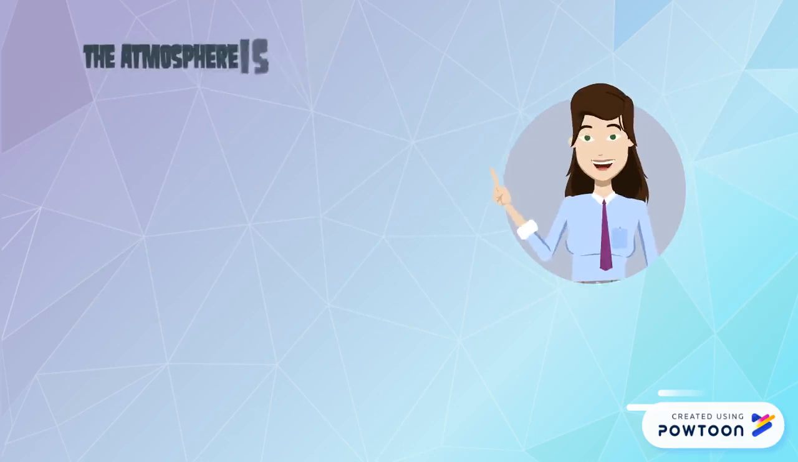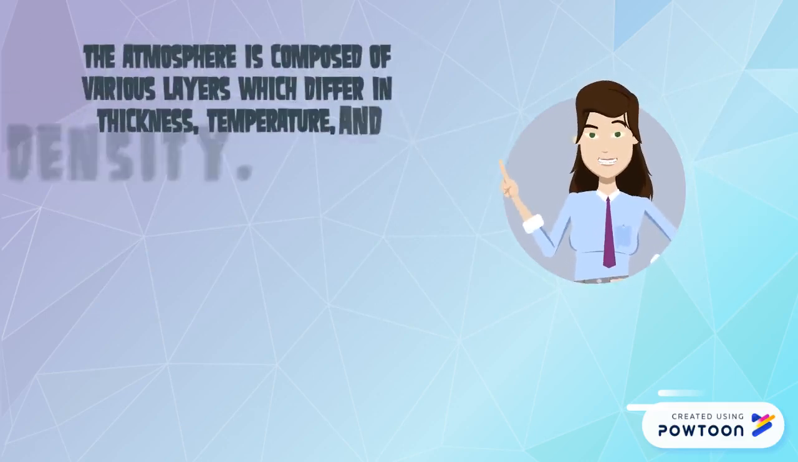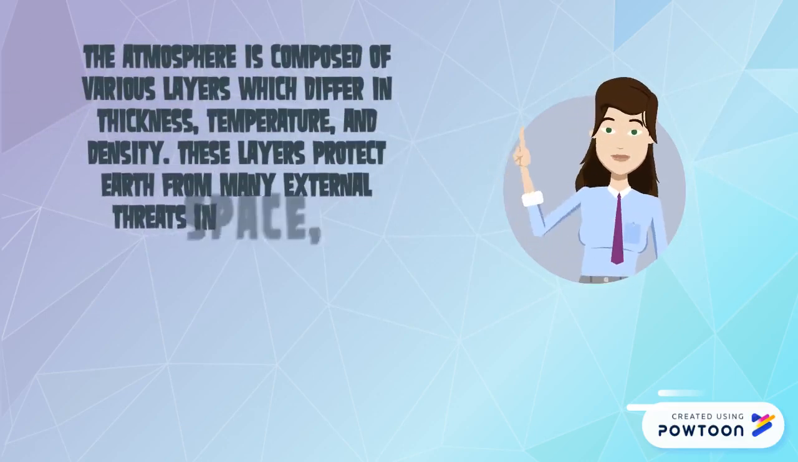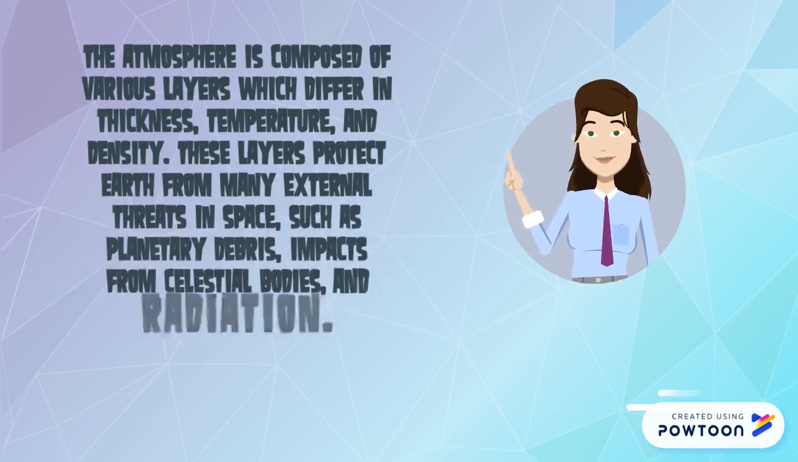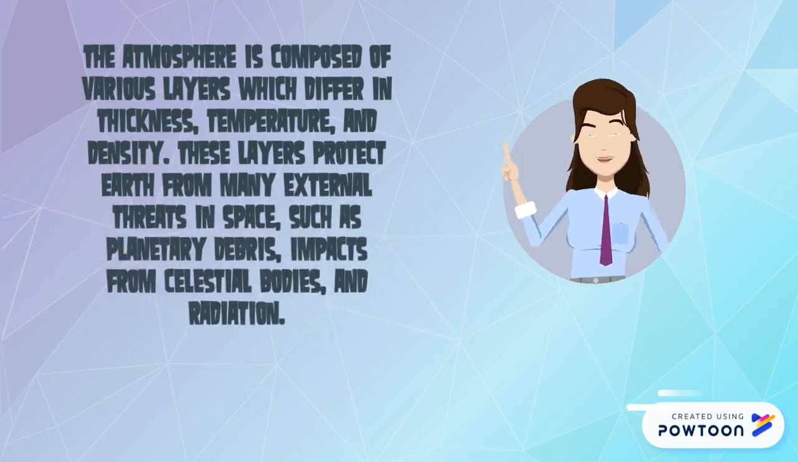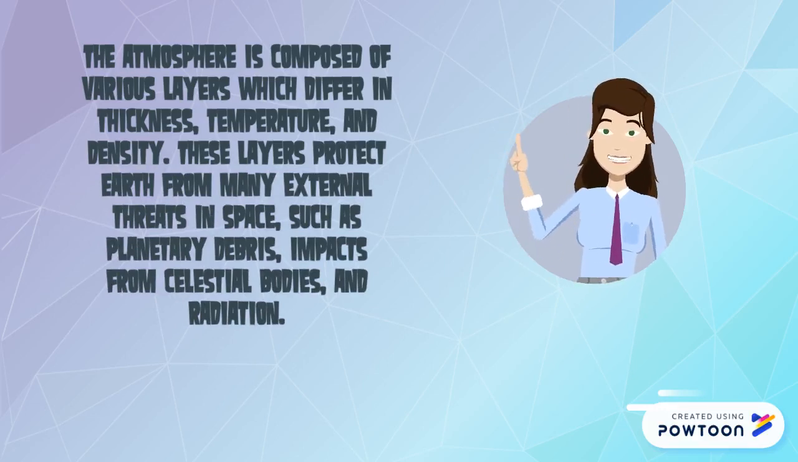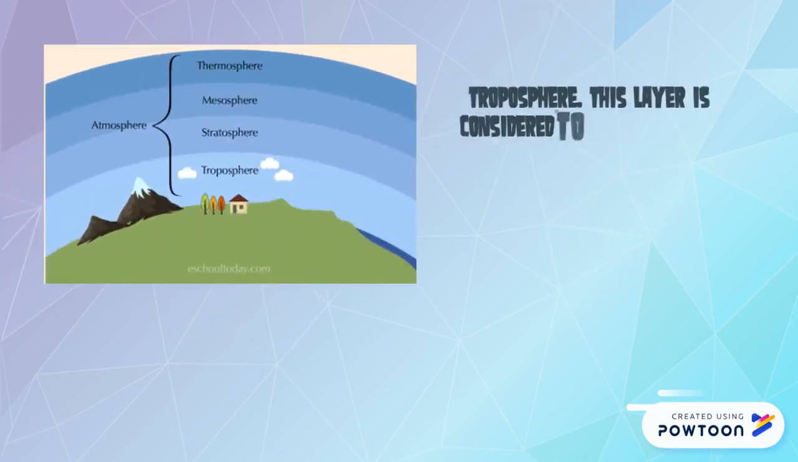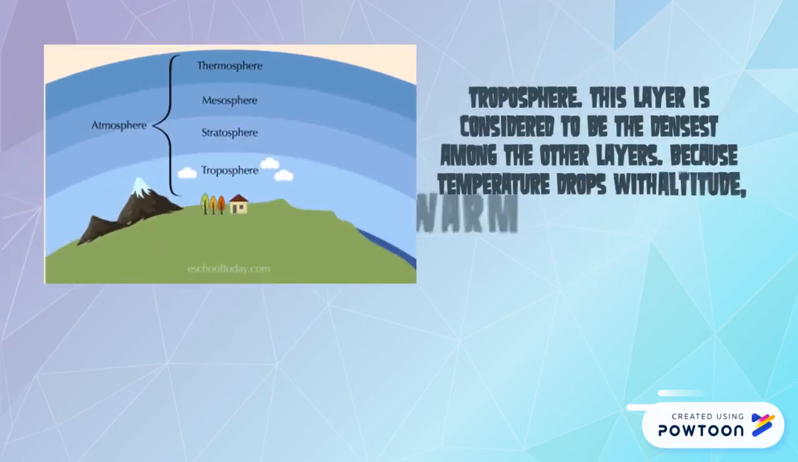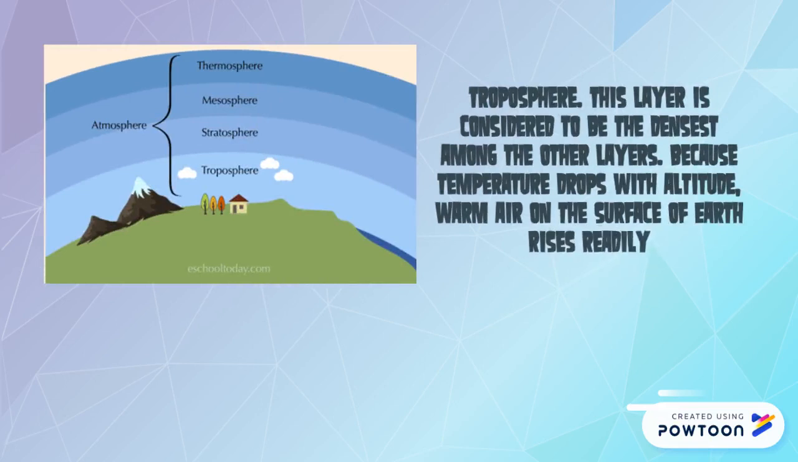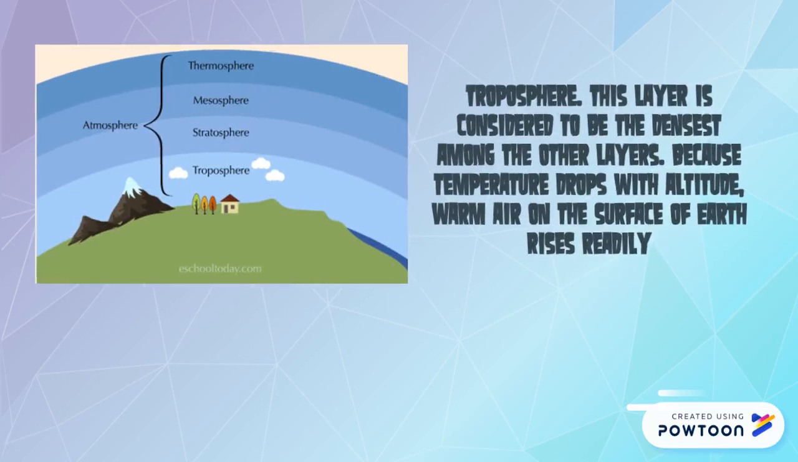The atmosphere is composed of various layers which differ in thickness, temperature, and density. These layers protect Earth from many external threats in space, such as planetary debris, impacts from celestial bodies, and radiation. Troposphere. This layer is considered to be the densest among the other layers. Because temperature drops with altitude, warm air on the surface of Earth rises readily.